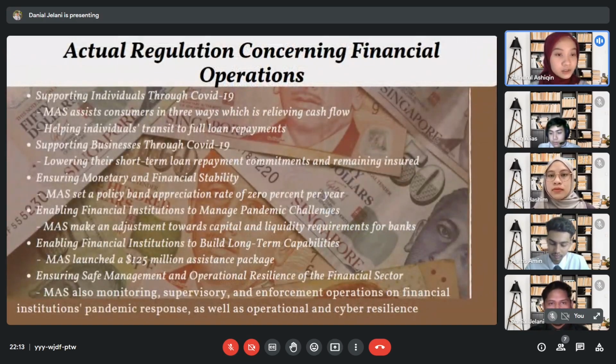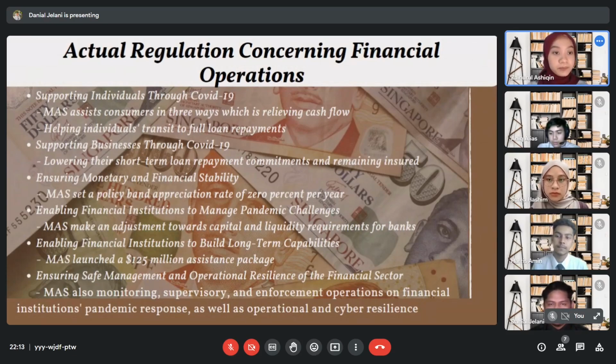Okay, these are the actual regulations concerning financial operations in Singapore. First is supporting individuals through COVID-19. MAS has offered two measures to individuals. Firstly, MAS assists consumers in three ways: relieving cash flow through deferred and extended payback, deferred premiums and flexible installment plans, debt reductions, and access to basic banking services. Secondly, by helping individuals transition to full loan repayments.